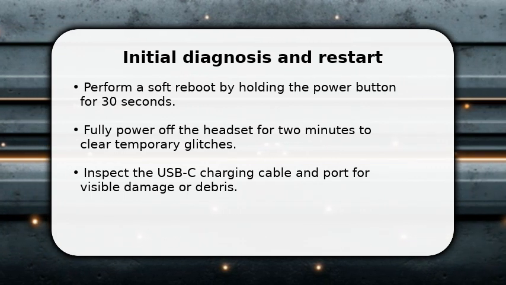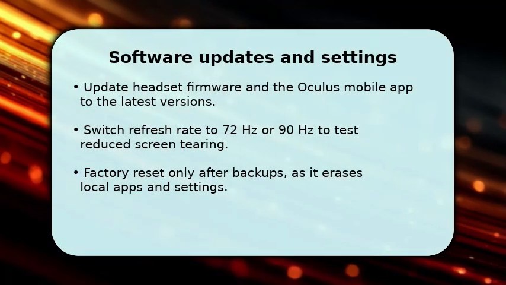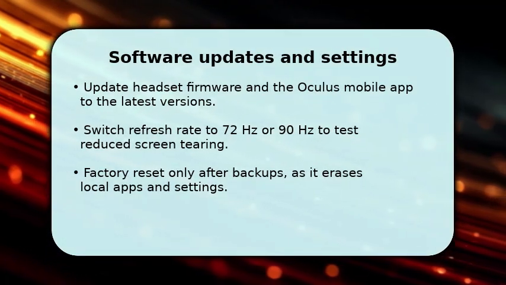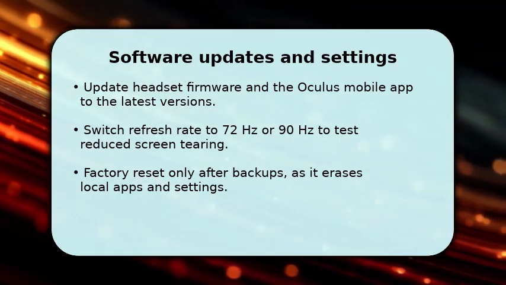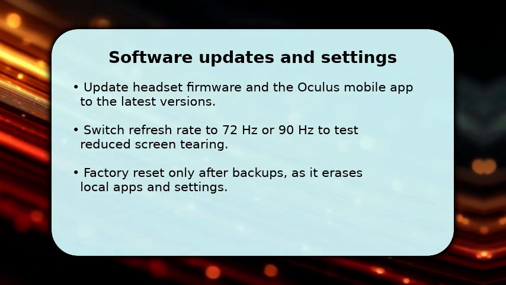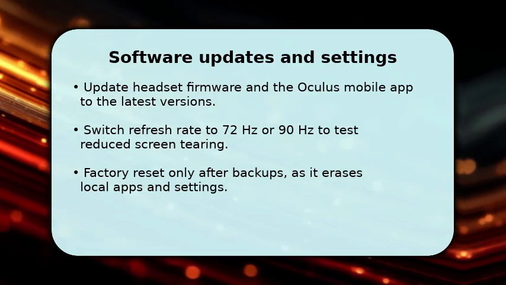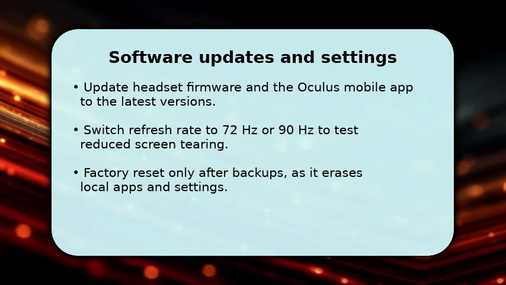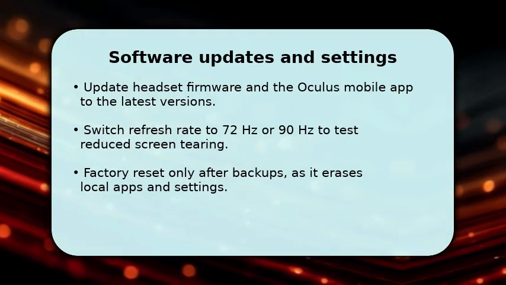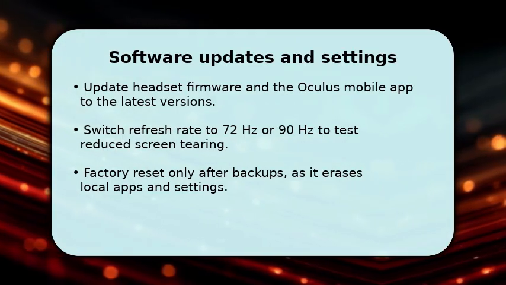Next, rule out software causes by updating every component to current firmware. Open the Oculus mobile app and confirm the headset firmware is up to date. Adjust display settings and switch refresh rate between 72Hz and 90Hz to test for reduced screen tearing. Disable experimental features and third-party developer options during testing.